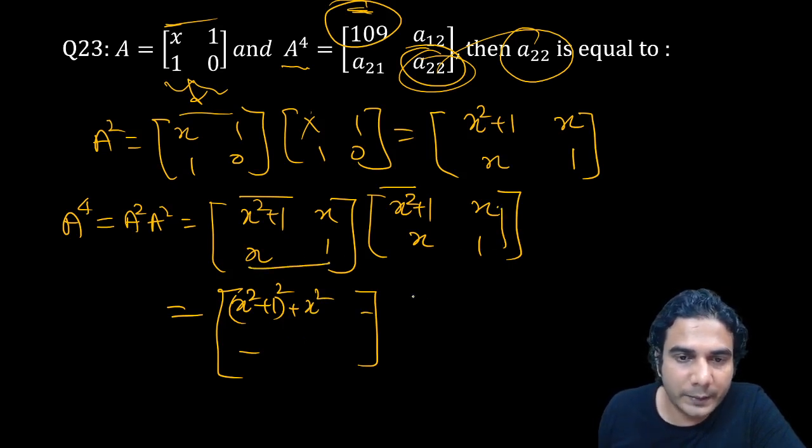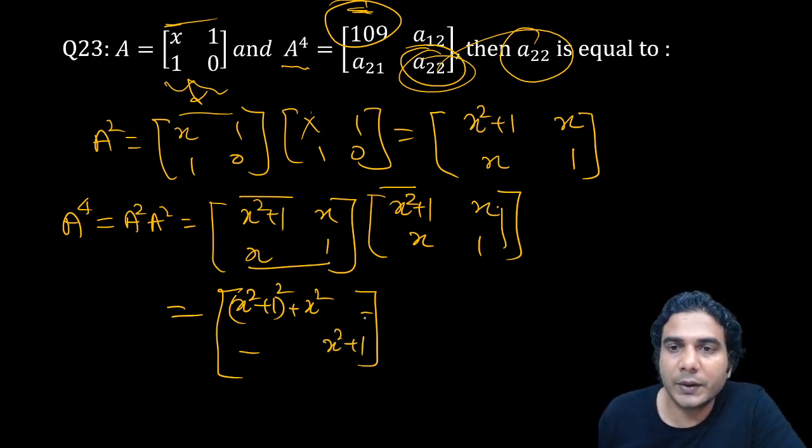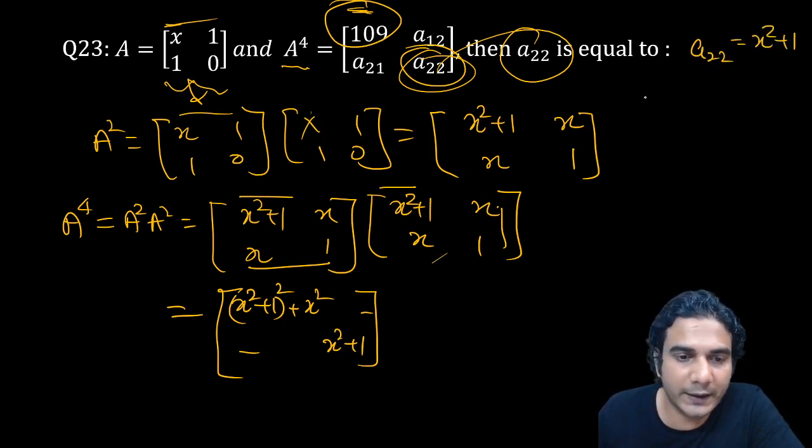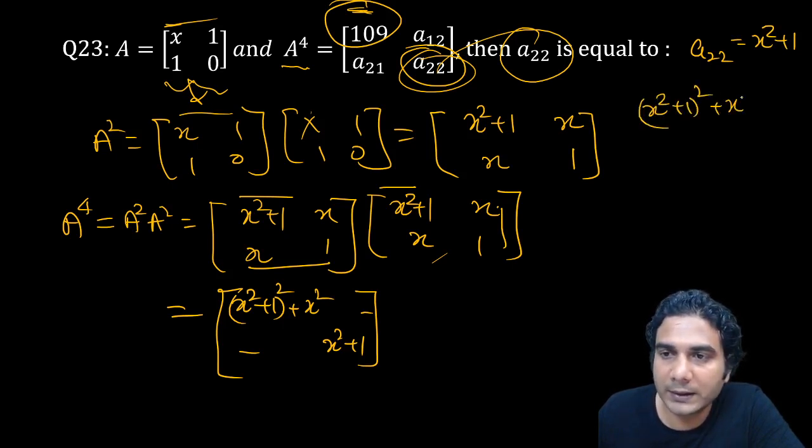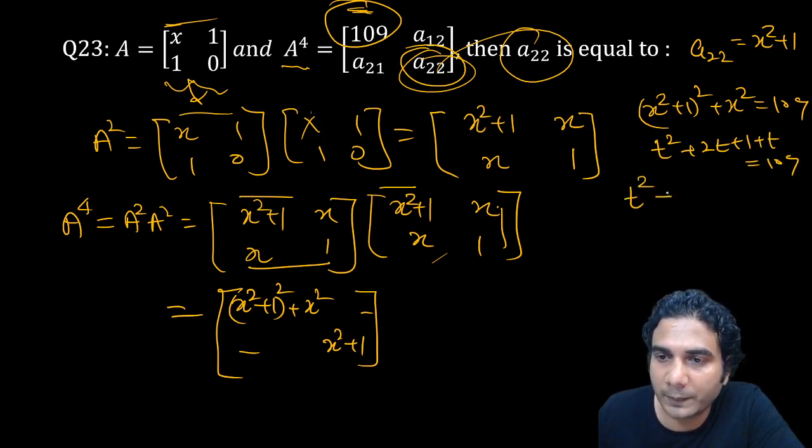All right, so if you multiply second row, second column, it will be x square plus 1, x square plus 1. So A22 is nothing but x square plus 1, but before that we need x square plus 1, and you can find it using this: x square plus 1 the whole square plus x square is equal to 109. Put x square equal to t and expand it, so it will be t square plus 2t plus 1 plus t equal to 109, and simplify this quadratic: t square plus 3t minus 108 is equal to 0.